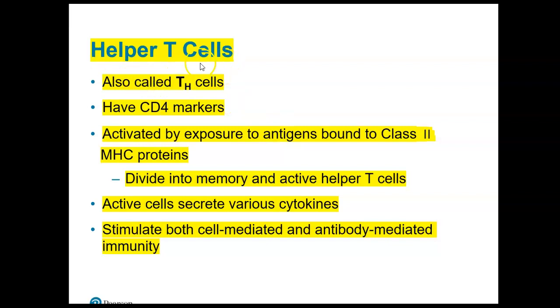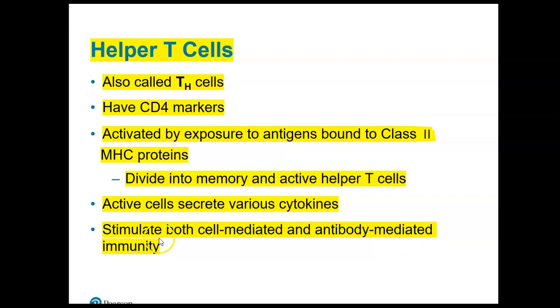So helper T cells are also called TH cells. They are CD4 T cells. They are activated by exposure to antigens bound to class 2 MHC proteins, meaning APCs, dendritic or macrophages mostly. Now, once they're activated, helper T cells divide into memory and active helper T cells. The active helper T cells secrete various cytokines, like interferon is a cytokine, but various cytokines.